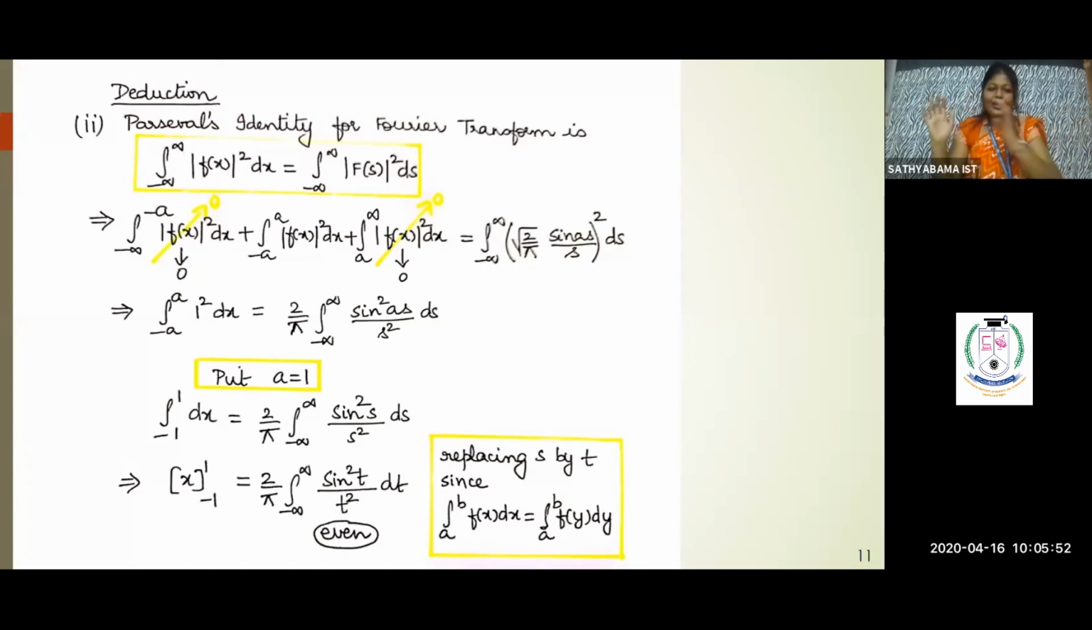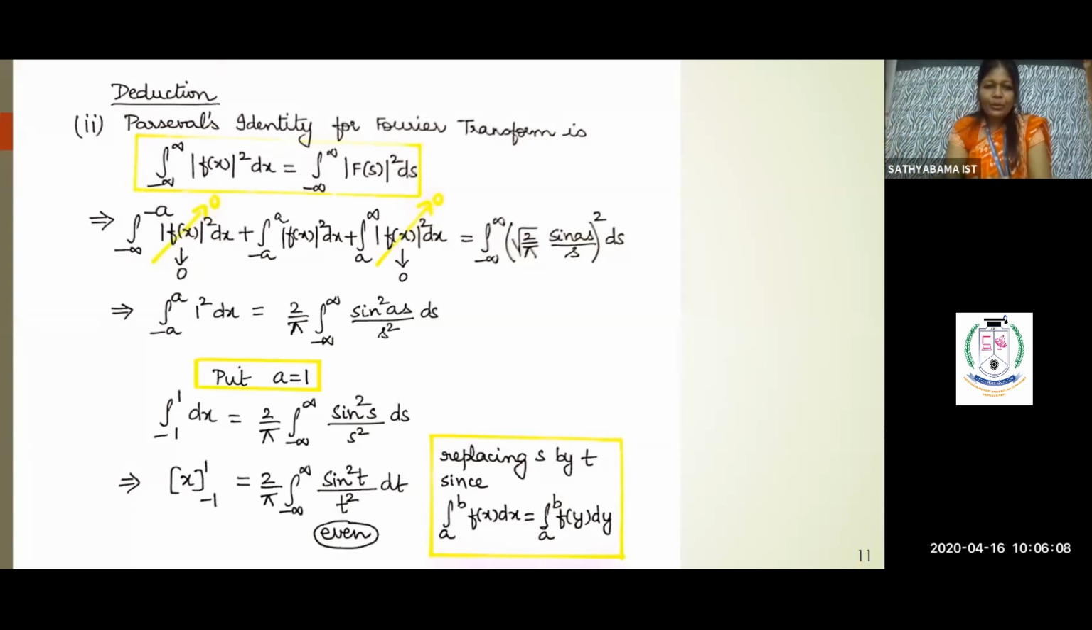Okay. Now, right hand side, I've simply substituted. Right hand side, I have integral minus infinity to plus infinity. What is f of s? Just now we found f of s. What is f of s? Fourier transform of f of x. I've just substituted root of 2 by pi sine as by s, the whole square ds.